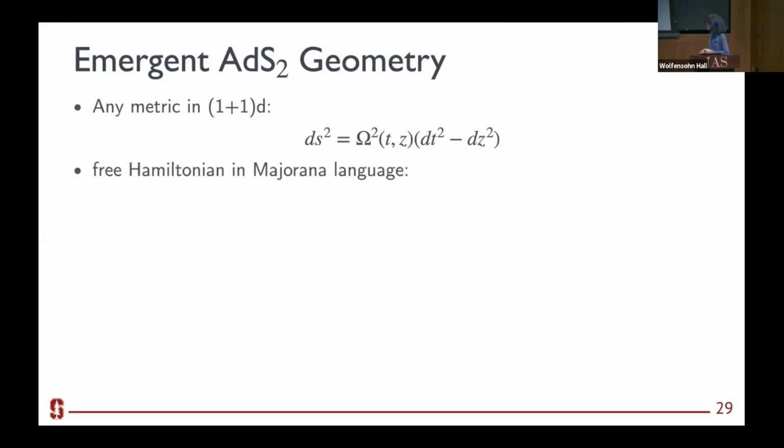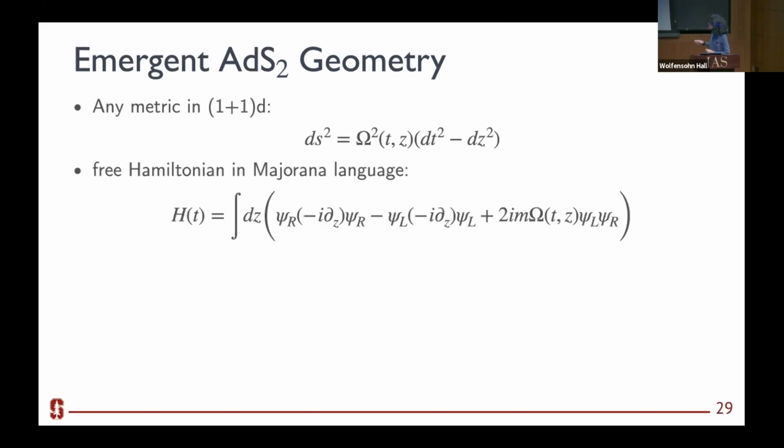All right, so now we can have a more fine-grained look at the geometry and get something that looks like AdS2. Any metric in 1+1D can be written in this form, so it's conformally equivalent to the flat metric. And the free Hamiltonian for the Majoranas is written here, where we identify the R subscript and L subscript Majoranas with the left movers and right movers in our bulk quantum circuit.